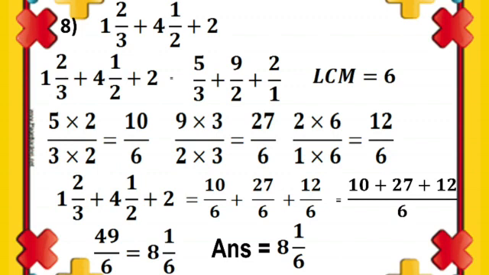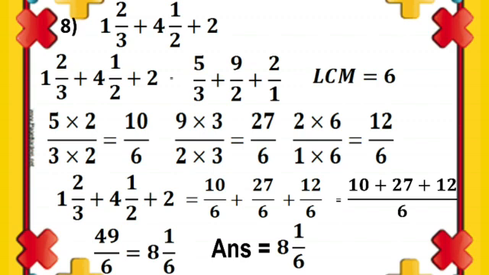Let us see another sum: 1, 2 by 3 plus 4, 1 by 2 plus 2. Here, this sum is a combination of mixed numbers and a whole number. So you should convert the mixed numbers into improper fractions and the whole number into a fraction. So the given fractions will be 5 by 3 plus 9 by 2 plus 2 by 1. Now you need to add these fractions, but the denominators are different. So you should take the LCM.